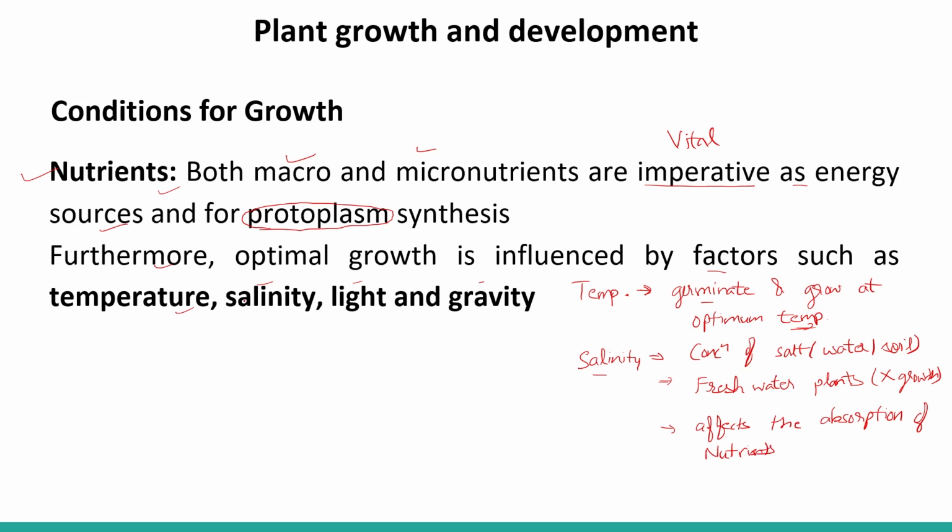Now, the next factor is light. Light is very important for photosynthesis. And what does photosynthesis produce? It produces carbohydrates such as glucose. So light is again very important.